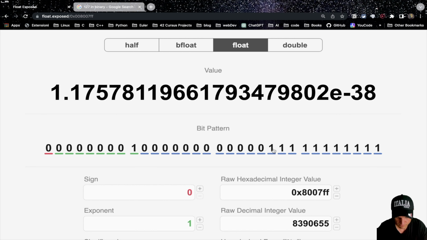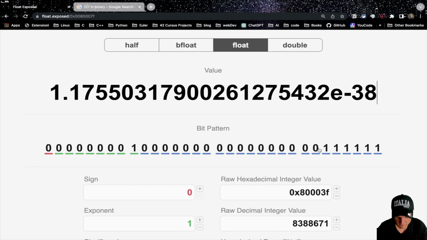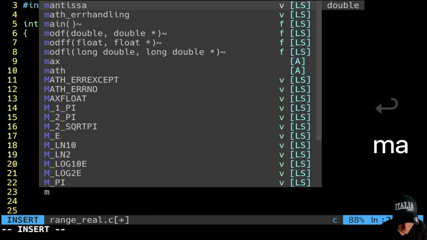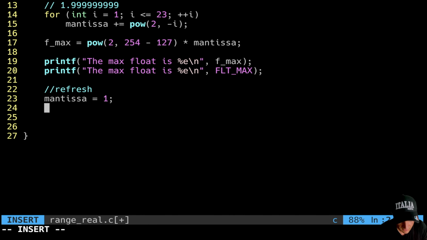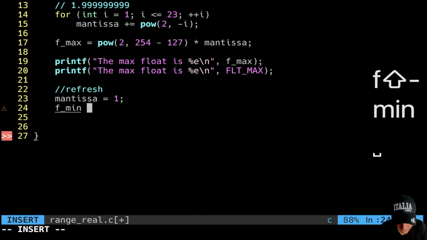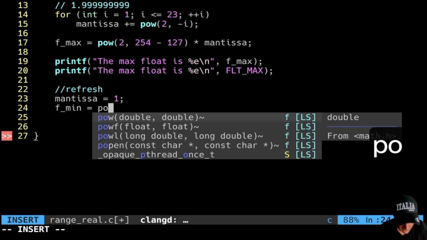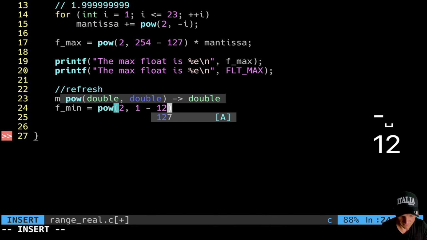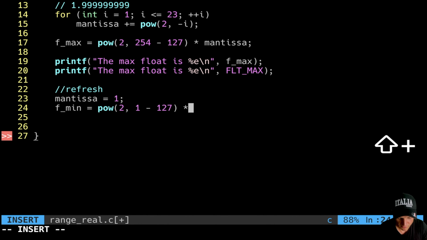Now we're going to make a program ourselves to compute this value, okay? Which is going to be pretty straightforward. As you can see, this is very, very little. So we're going to refresh the mantissa. What do we do now? fmin is equal to what? Well, it is equal to power of 2 to 1, which is the minimum exponent I can use, minus the bias. So 127, okay? I just write in this fashion so it's super clear what I'm doing. Per what value?